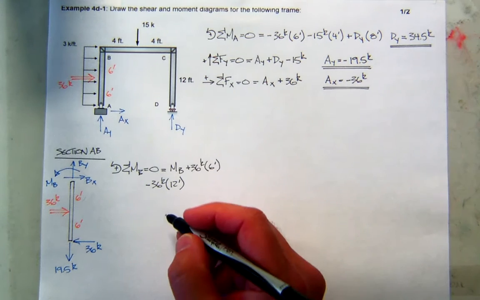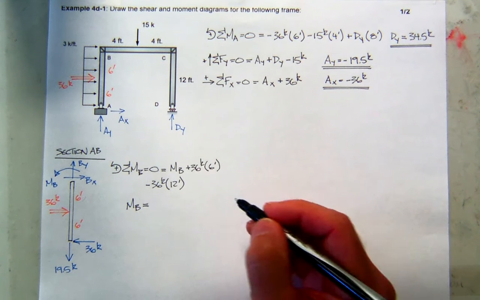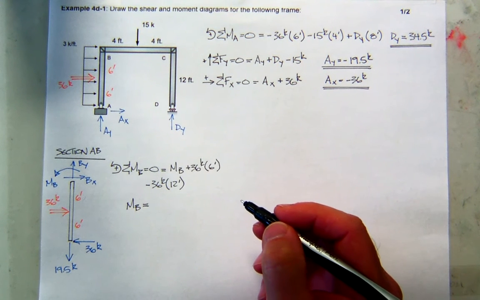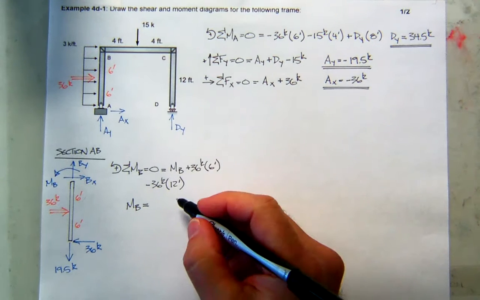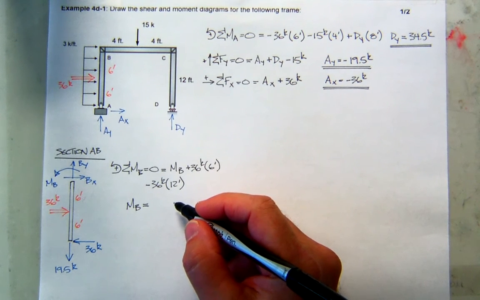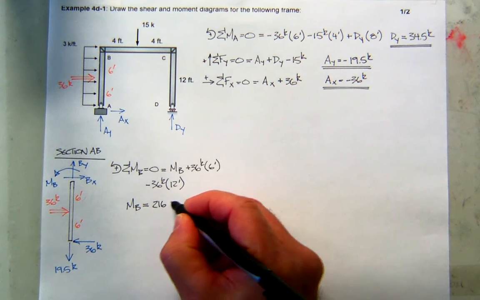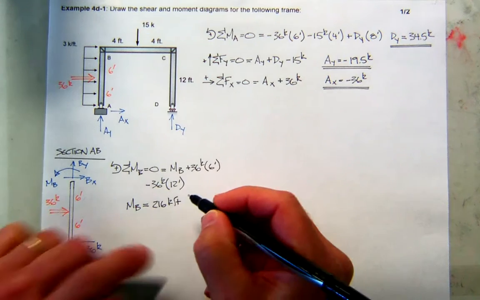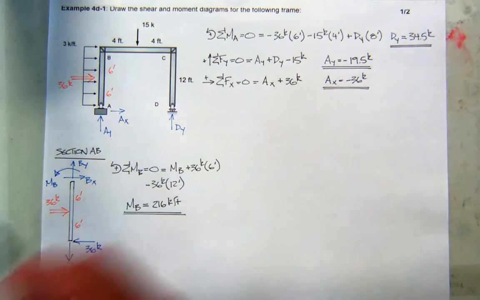So it looks like the moment at B is going to be positive and equal to 216. I don't know, I'm guessing. No, 200 and... Yeah. That's right, now it's 216? Yeah, I was right. And it came out positive. So what does that mean? That's the right direction.